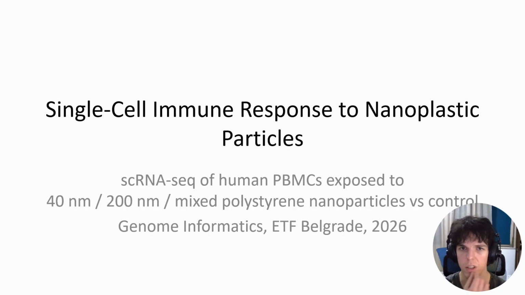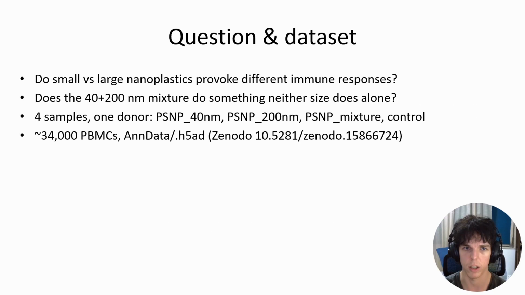To answer it, I use single-cell RNA sequencing, which reads which genes are active in each individual cell. The data is 4 samples from a single donor, peripheral blood immune cells exposed to 40 nanometer particles, to 200 nanometer particles, to a mixture of both, and 1 unexposed control. About 34,000 cells in total. One thing to be upfront about: there is one donor, one sample per condition, so no biological replicates. That shaped how I did the statistics, and I flag it throughout.